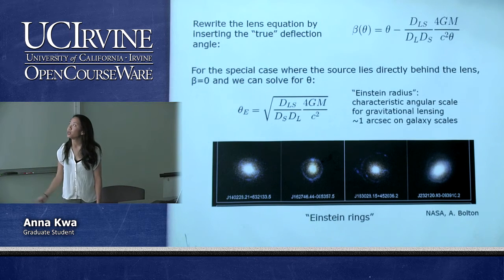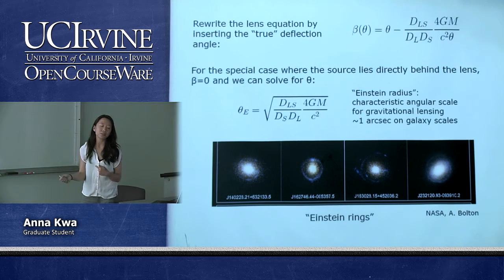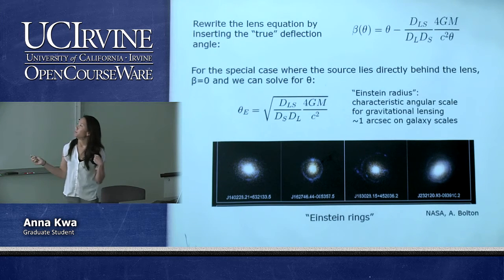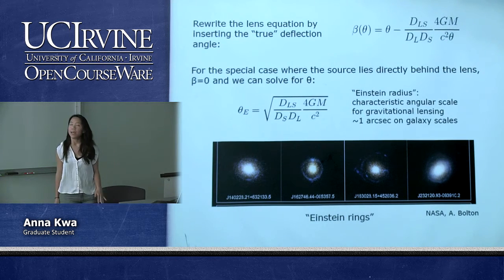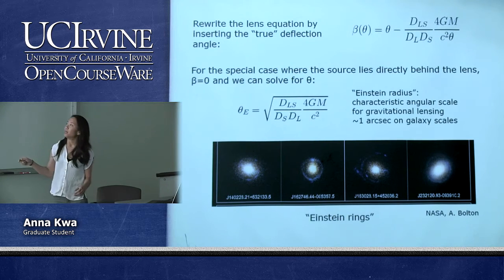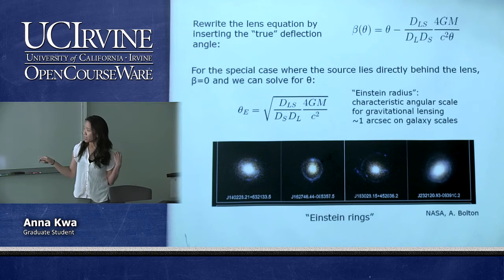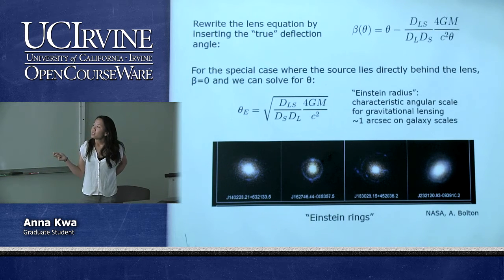And you can solve for the special case where beta equals 0. So remember, beta is the angle between your source object and the lens. So if beta equals 0, that means that your source is directly behind the lens. So you get this theta Einstein, the Einstein radius, they call it, which is sort of the angular scale that's characteristic for these kinds of lensing events. And of course, if it's directly behind the lens, then there's no preferred direction for the light to be bent into. So you should see just a perfect ring, and you call that an Einstein ring. And these are just some nice examples of Einstein rings from the Hubble Space Telescope. And also, if you plug in numbers, the Einstein radius is about 1 arc second for galaxy scales, and that's something that we can observe, obviously.